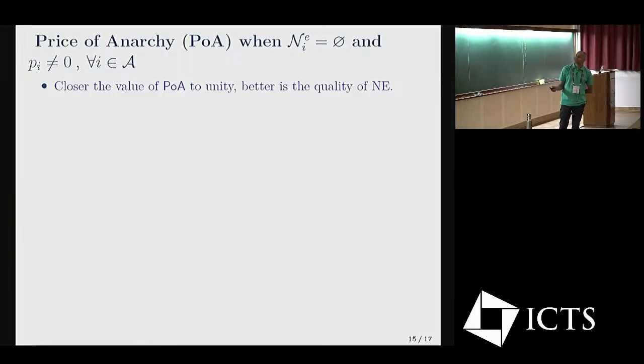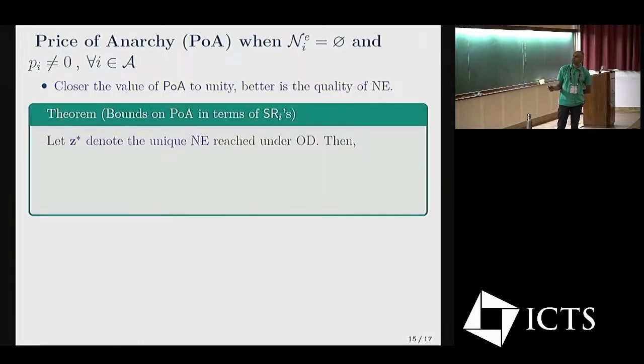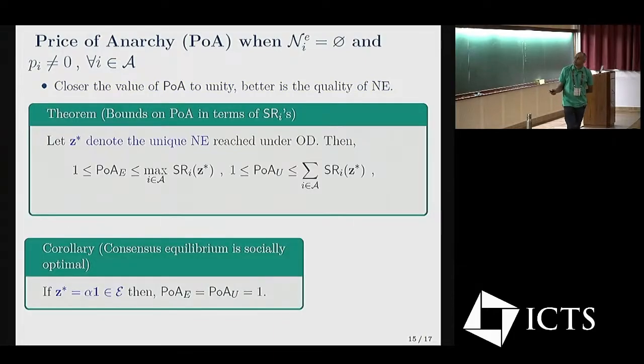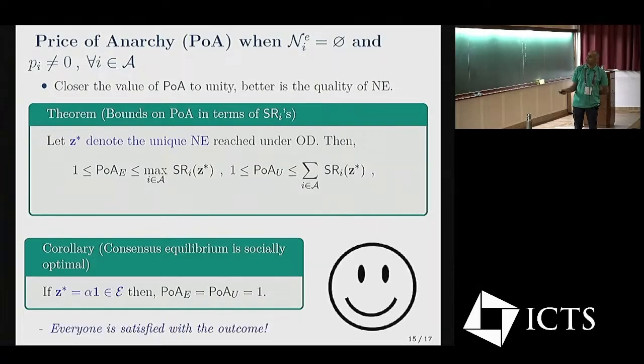Based on this, we said something nice about price of anarchy. I'll speed things up a bit and talk about this one observation. If we have a consensus equilibrium, then the price of anarchy for either of the objectives is equal to 1. So in that case, everyone is actually satisfied with the outcome.